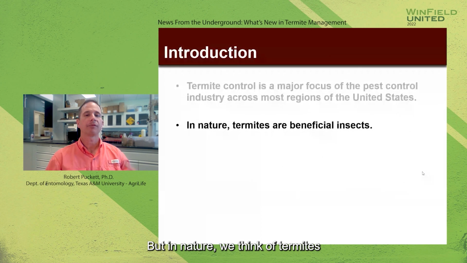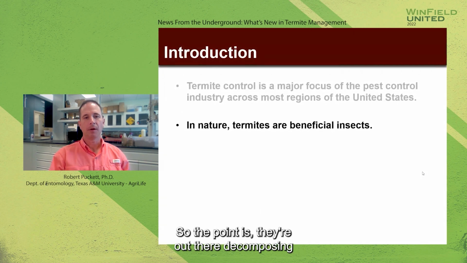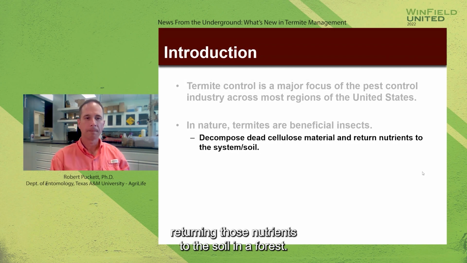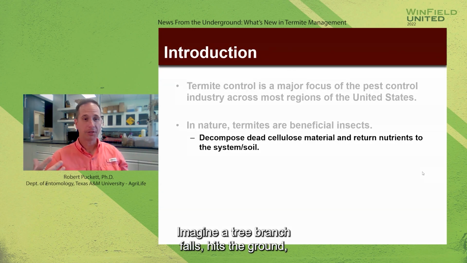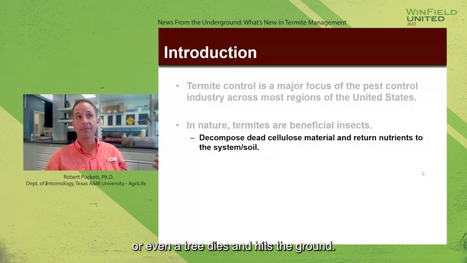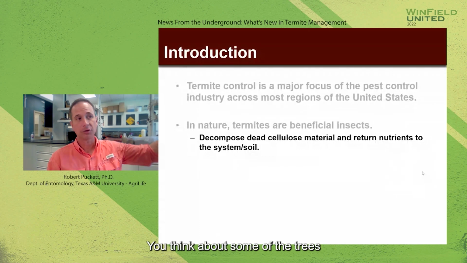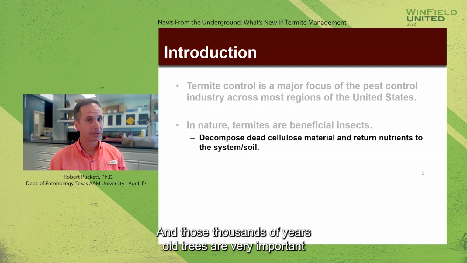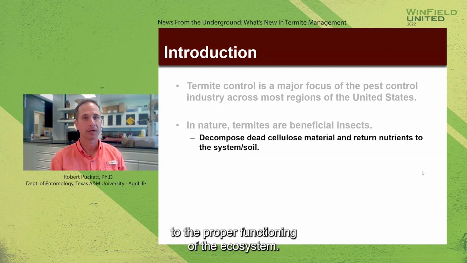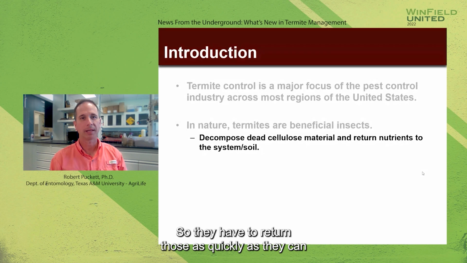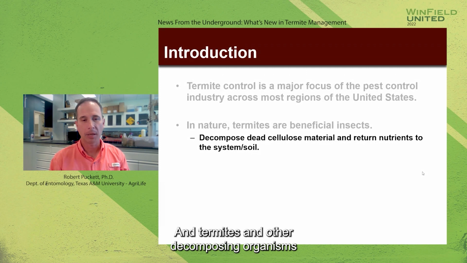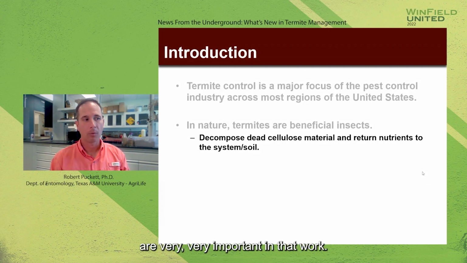But in nature, we think of termites as being beneficial insects. They're out there decomposing dead cellulose material, returning those nutrients to the soil. In a forest, imagine a tree branch falls, hits the ground, or even a tree dies and hits the ground. You think about some of the trees in the western United States. These things are thousands of years old. I'm thinking about the giant redwoods. And those nutrients that are locked up in those thousand-year-old trees are very important to the proper functioning of the ecosystem. So those nutrients have to be returned to the soil as quickly as they can.